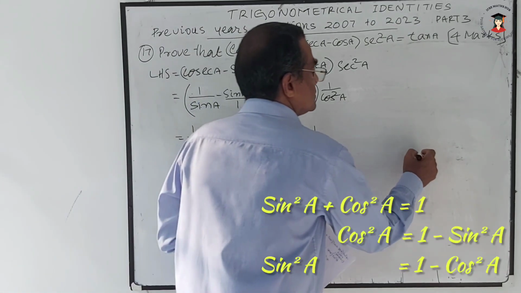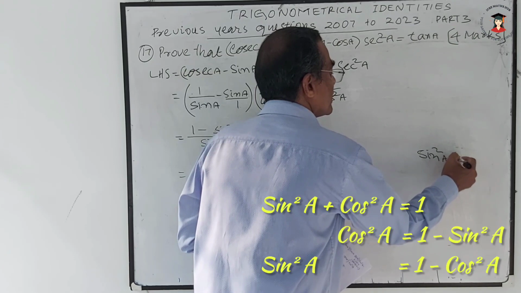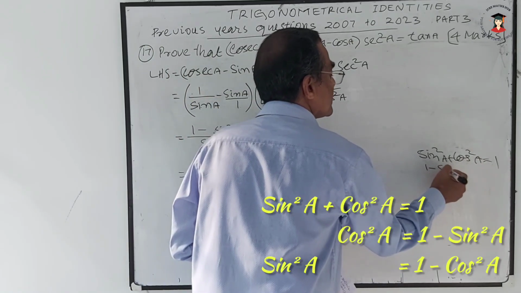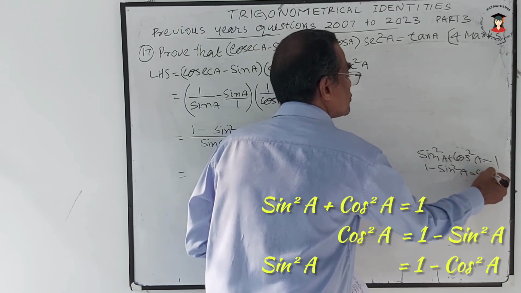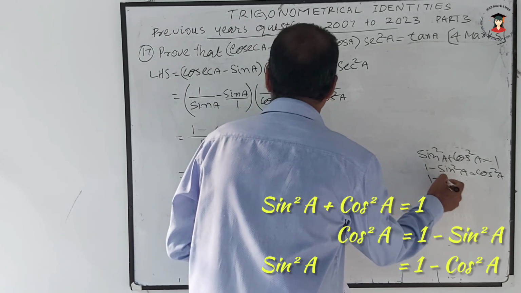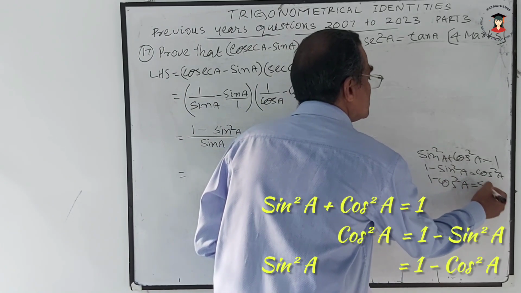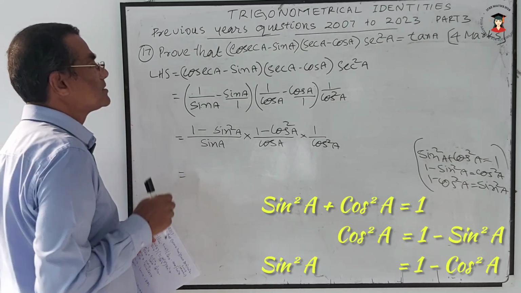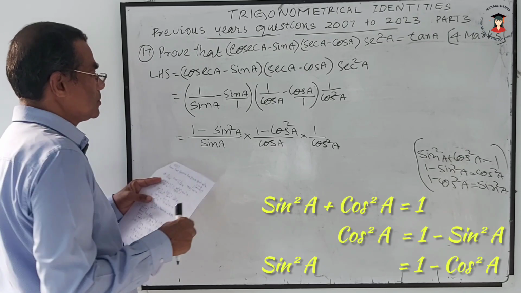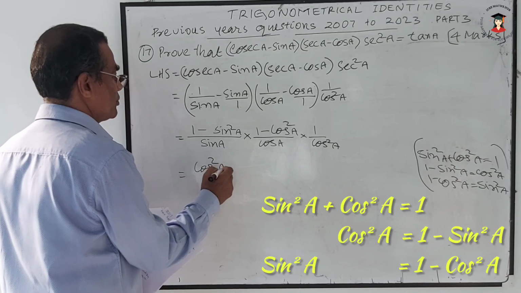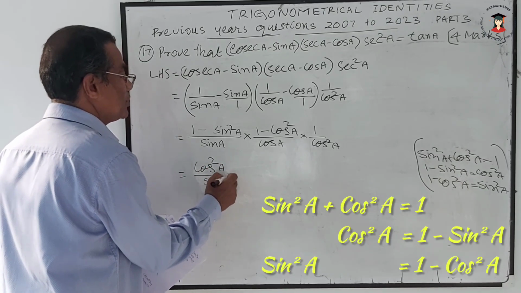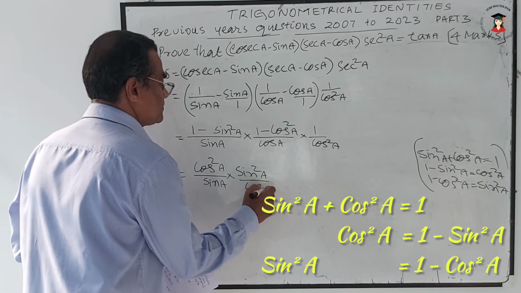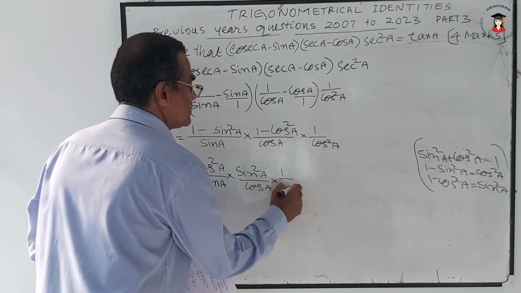Equal to, sin square A plus cos square A equal to 1, or 1 minus sin square A will be equal to cos square A, and 1 minus cos square A will be equal to sin square A. So instead of 1 minus sin square A, I am writing cos square A, cos square A by sin A into 1 minus cos square A, I am writing sin square A by cos A into sin square A by cos square A.